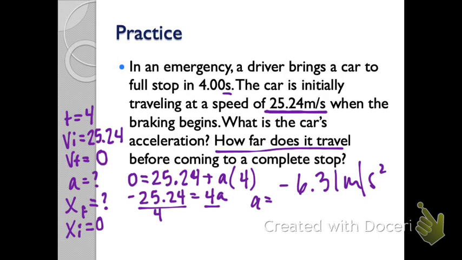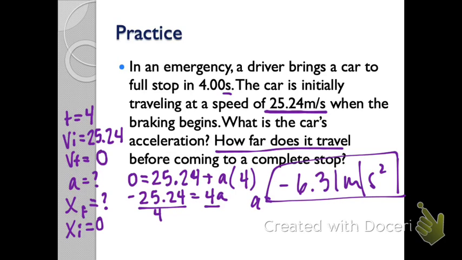Good. Negative 6.31. Does it make sense to us that our acceleration is negative? Is that consistent with our rule of thumb? We are moving in the positive direction and slowing down, so our acceleration should be negative. Good.